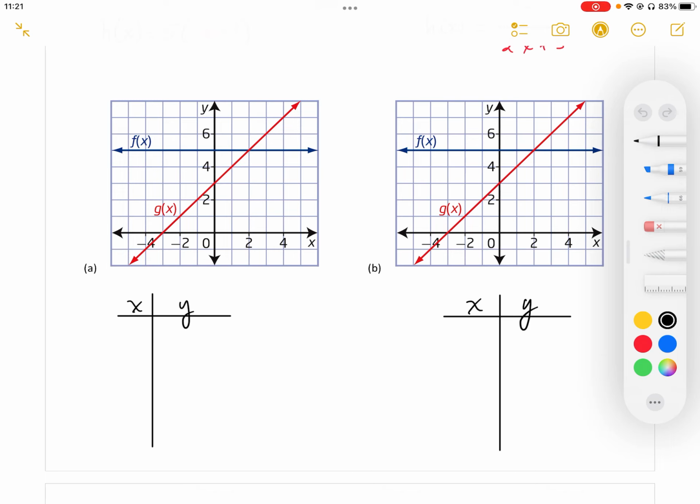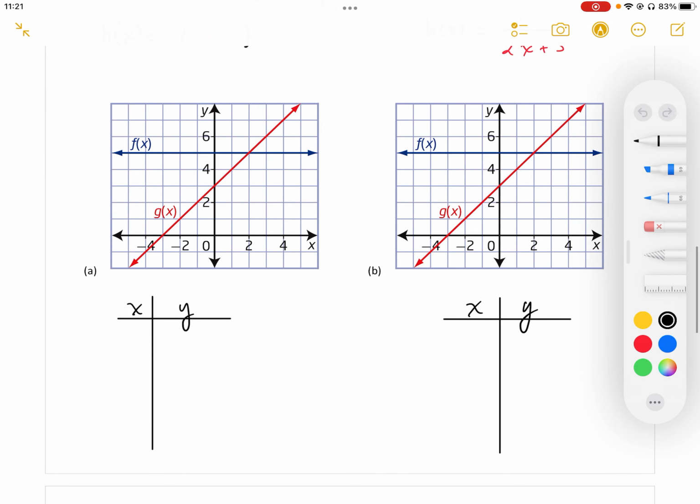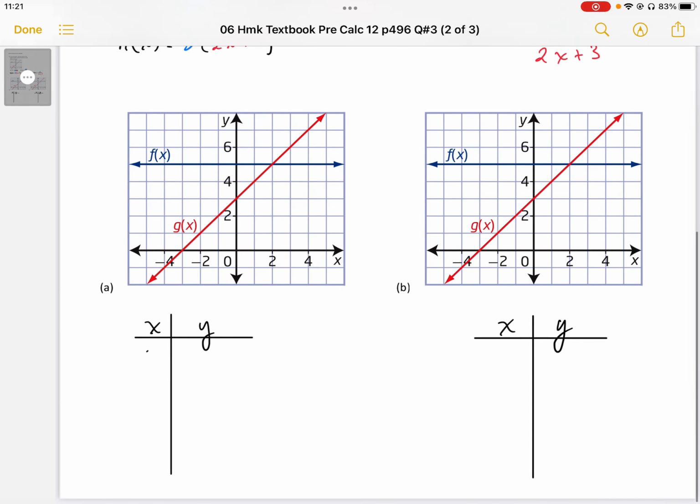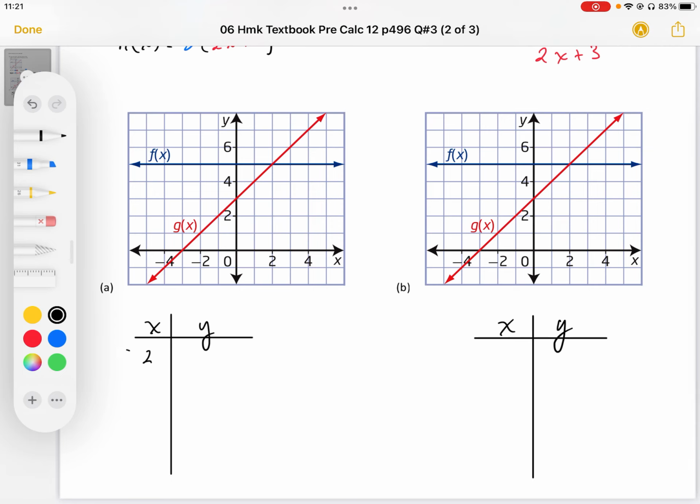So if I can just plot some coordinates, so take some key coordinates, for example, at x is negative 3, we have the y-coordinate of g is 0 times 5. That's going to give me a coordinate of 0. And I can do this for a few other coordinates here. So at negative 2, I have the y-coordinate of g is 1 times the y-coordinate of f is 5. So I'm going to end up with 5.